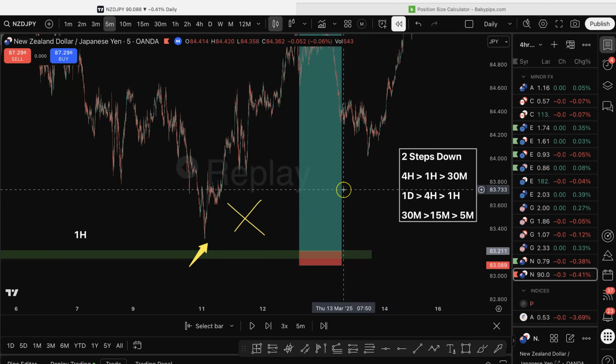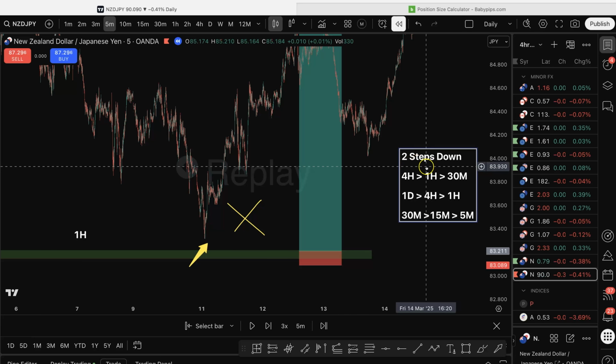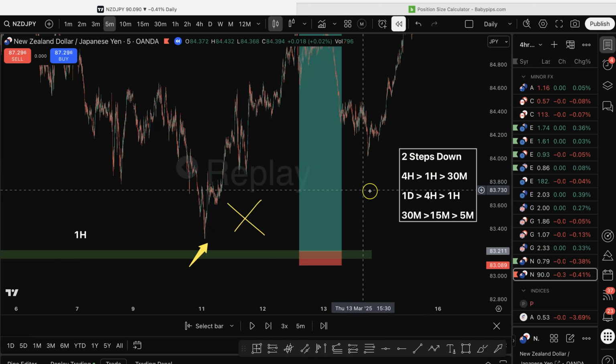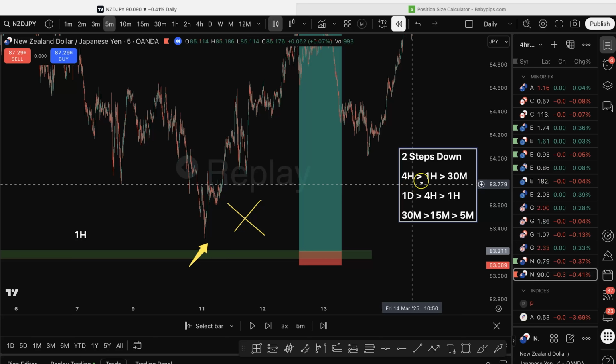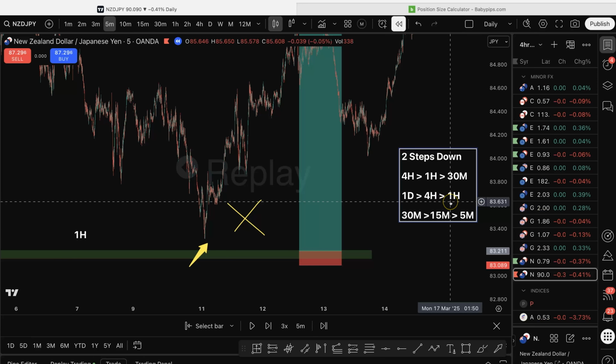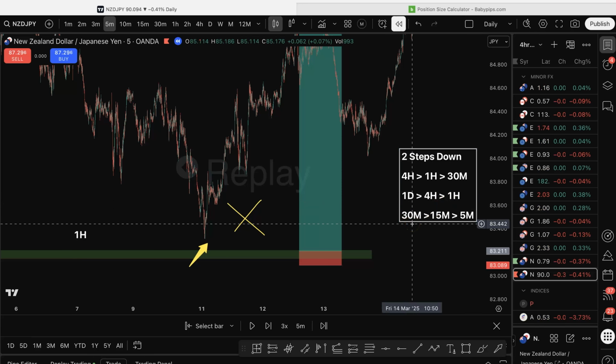Now, a simple rule that's good to follow to make sure you don't over-refine and end up missing out on all of your good trades is to go 2 steps down. So 2 steps down simply means if we were on the 4-hour time frame, we could go to the 1-hour time frame, and at best we could go down to the 30-minute. If we were on the daily time frame, we could go to the 4-hour time frame, and then maybe to the 1-hour time frame. If we were on the 30-minute time frame, we could go to the 15-minute, and then potentially the 5-minute. But we never really want to go too much lower than these.